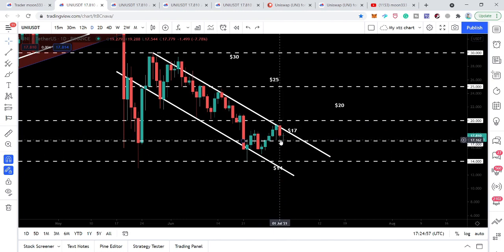So far so good. We are very close to the resistance. It can make another attempt for the breakout. However, if it is completely rejected, then we can expect another drop to $14. So this was the update so far.